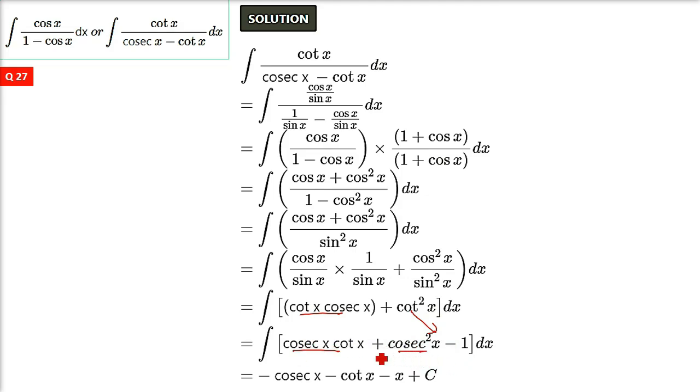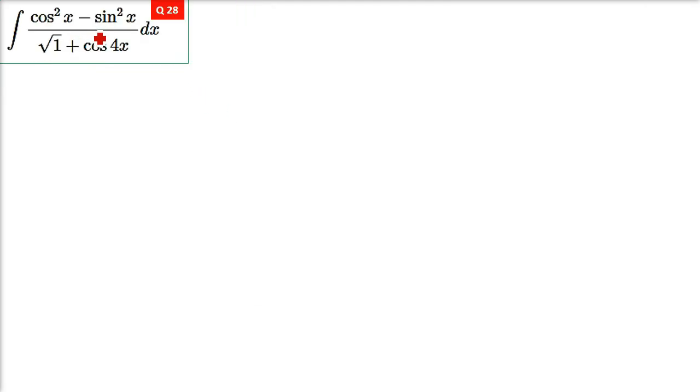We have certain standard results. The question has to arrive at that before the integration could start. Cos square x minus sin square x, and in the denominator we have under root 1 plus cos 4x. So we need to use the relationships here. Which relationship? Trigonometric relationship. Cos square x minus sin square x is nothing but cos 2x. Cos square theta minus sin square theta is cos 2 theta. That we are going to employ here.